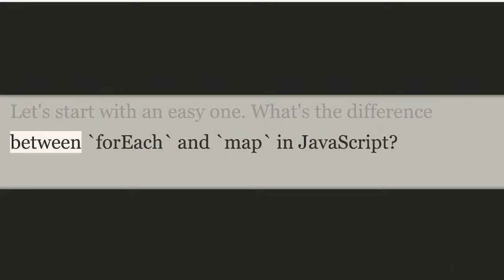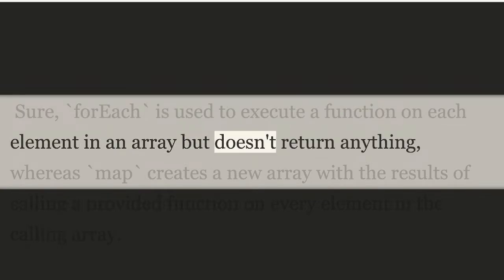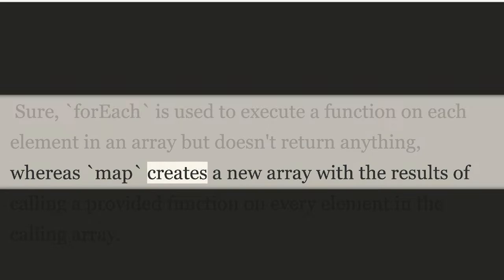What's the difference between forEach and map in JavaScript? Sure, forEach is used to execute a function on each element in an array but doesn't return anything, whereas map creates a new array with the results of calling a provided function on every element in the calling array.